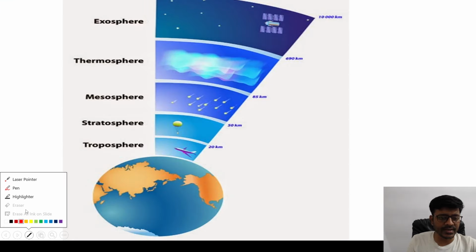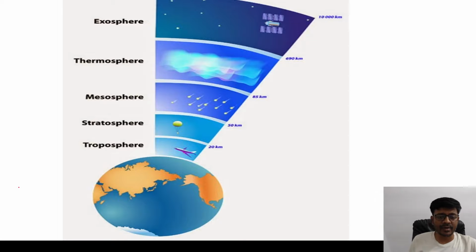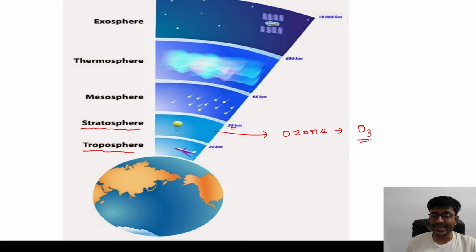So in this image you can see the lowermost layer of our atmosphere is the troposphere, whose height is up to 20 kilometers. Beyond 20 kilometers and up to 50 kilometers, another layer is there. This is known as the stratosphere. In this stratosphere, there is one layer that we call the ozone layer. Ozone is a molecule of oxygen which contains three atoms of oxygen. Normally the oxygen that we inhale, which is present in the troposphere, is O2, two atoms of oxygen. But ozone is made up of three atoms of oxygen.